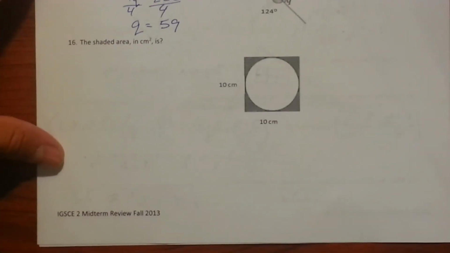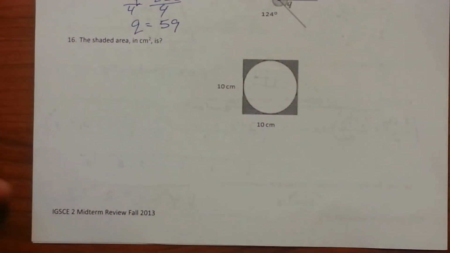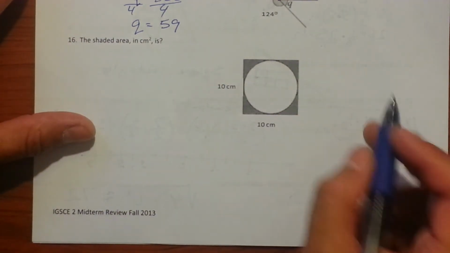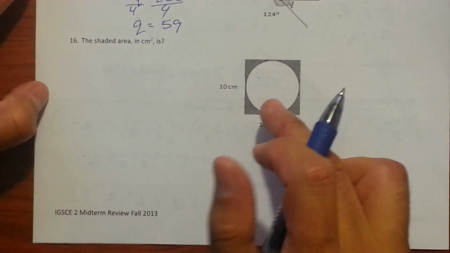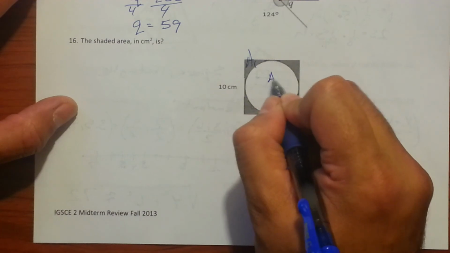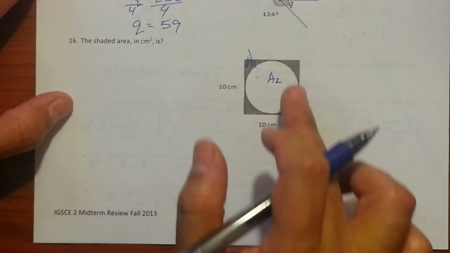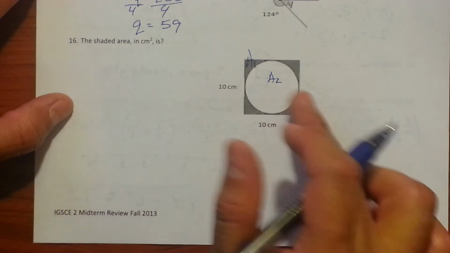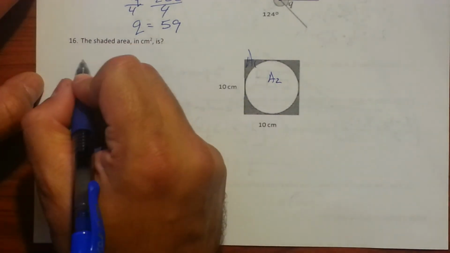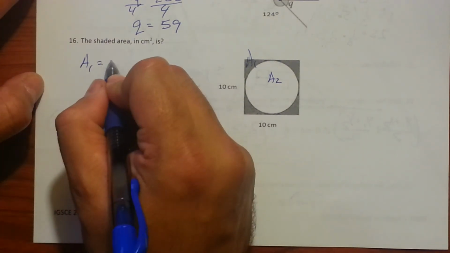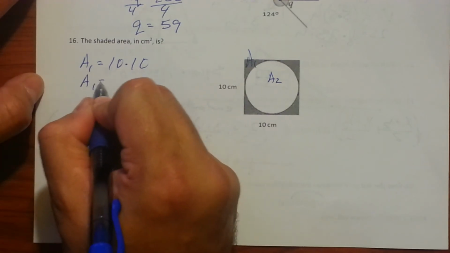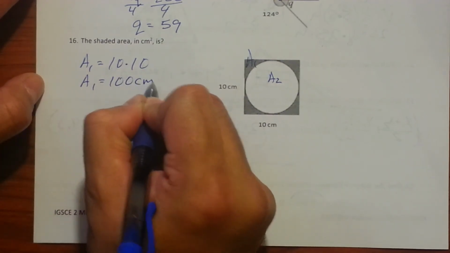Alright, on number 16, this is one of our favorite ones back in Unit 1. We're trying to find the shaded area here, so that's just going to be the outside. Let's call this one Area 1, and the inside is going to be Area 2. This is the hole in my square. So I'm going to find the area of the square. The square is a 10 by 10. So Area 1 is equal to 10 times 10, which is 100 centimeters squared.